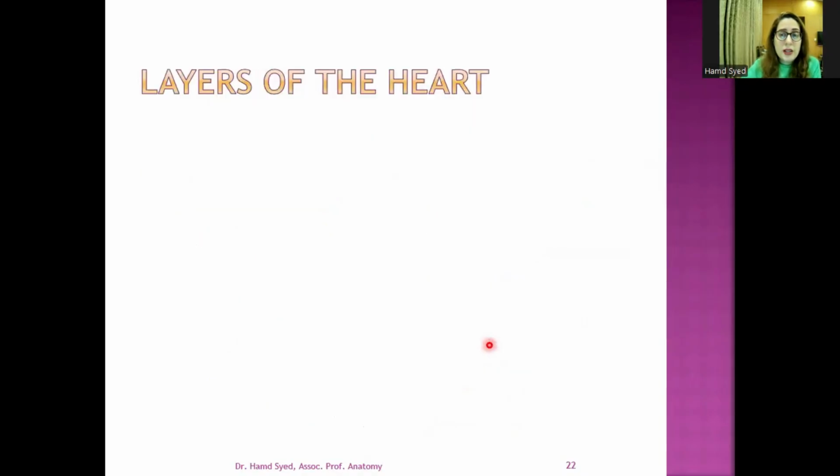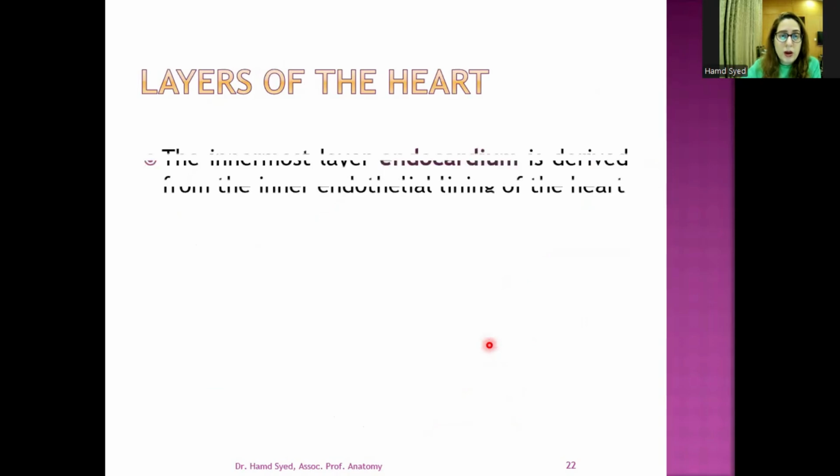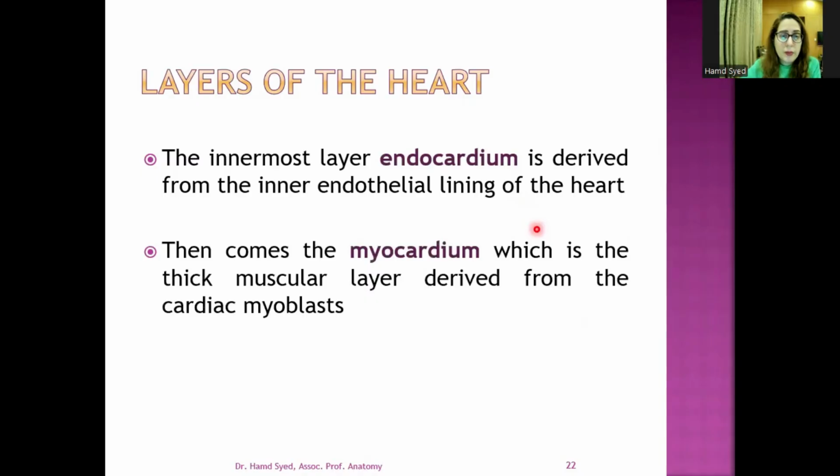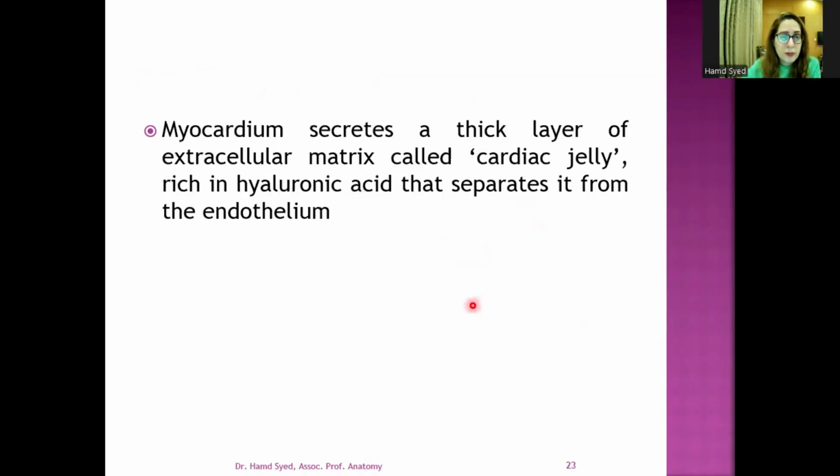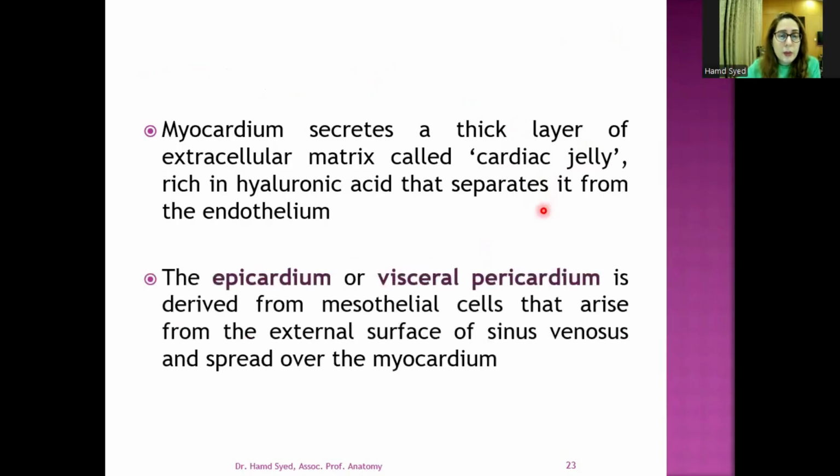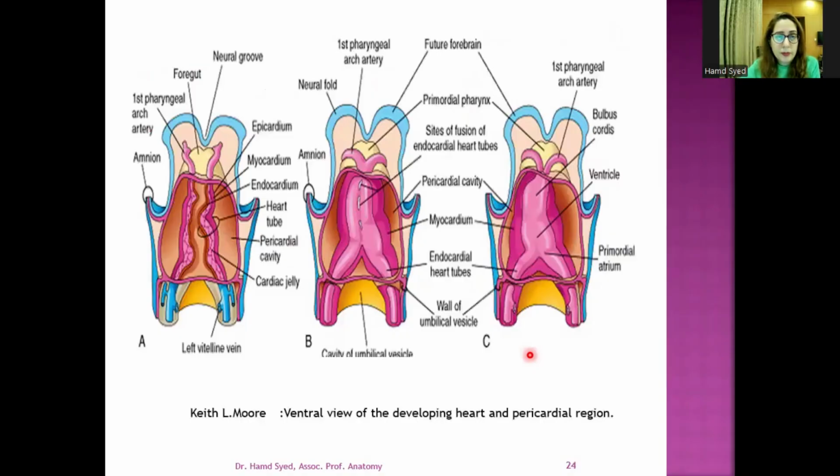Now let's talk a little about the layers of the heart which are going to be formed within the heart tube. The innermost layer, the endocardium, is derived from the inner endothelial lining of the heart. Then comes the myocardium, which is a thick muscular layer derived from cardiac myoblasts. This myocardium secretes a thick layer of extracellular matrix called cardiac jelly. It is rich in hyaluronic acid and it separates the myocardium from the endothelium. The epicardium or visceral pericardium is derived from mesothelial cells, and these mesothelial cells arise from the external surface of the sinus venosus and spread over the myocardium.